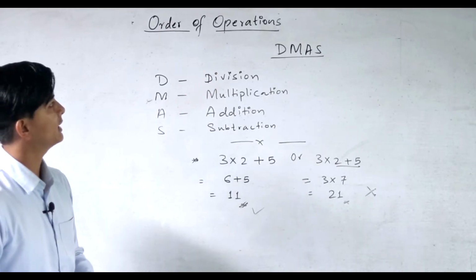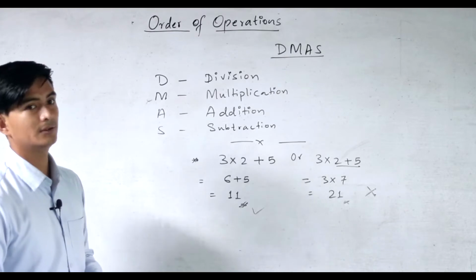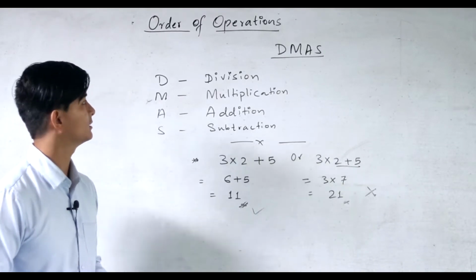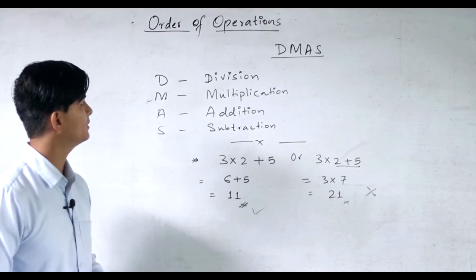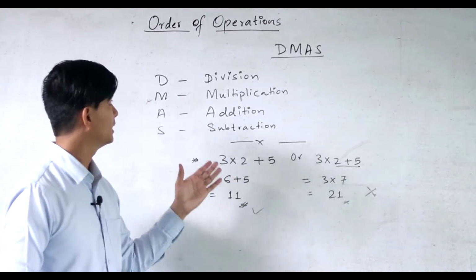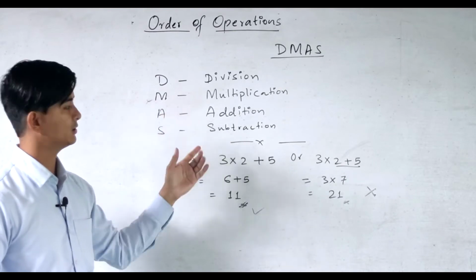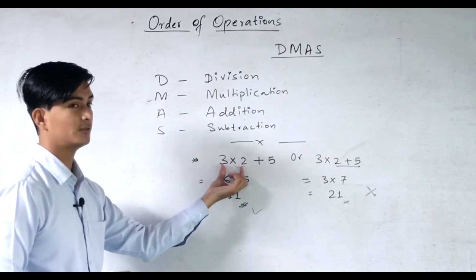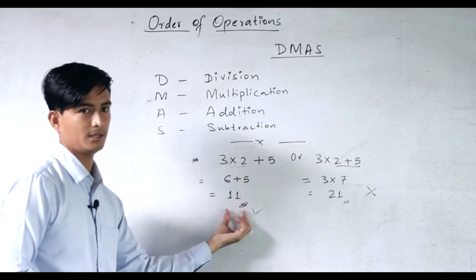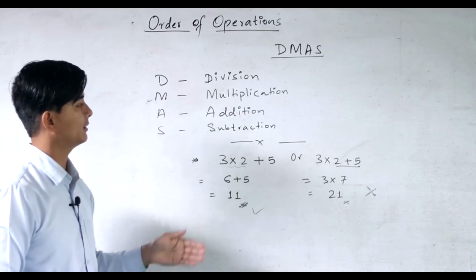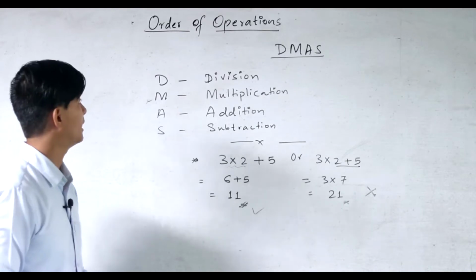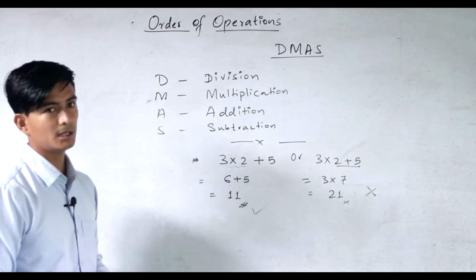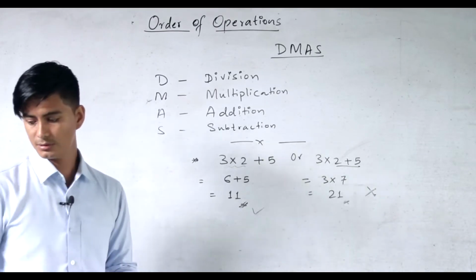Okay, so DMAS. First D means division, M means multiplication, A means addition and then subtraction. So if we find any division, then we have to do division first. If we find multiplication, then multiplication. So here we have got one multiplication, so that's why we have done multiplication first and then addition. So in these steps we have to do our problems. Okay, so I hope it is clear about DMAS. So let's try some questions.